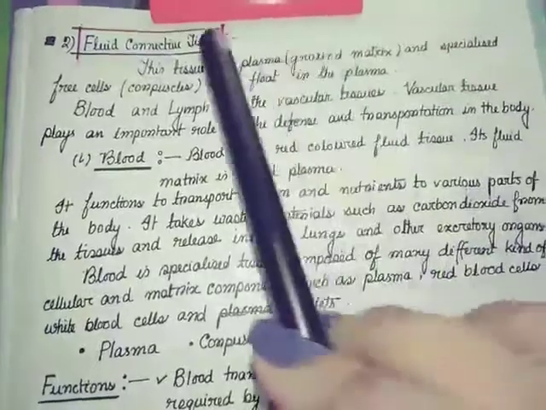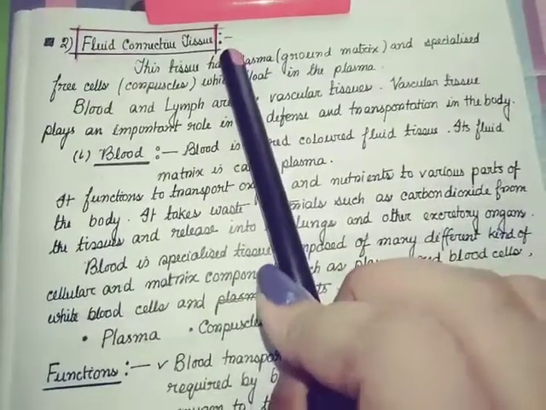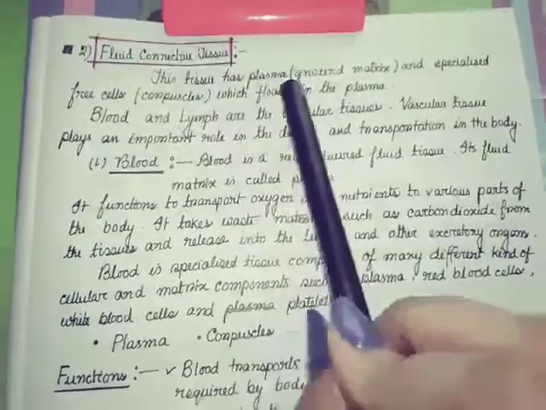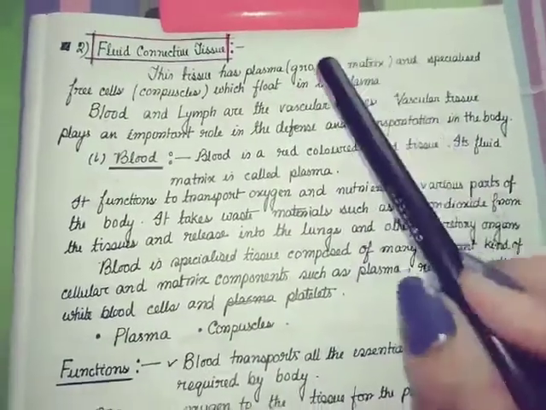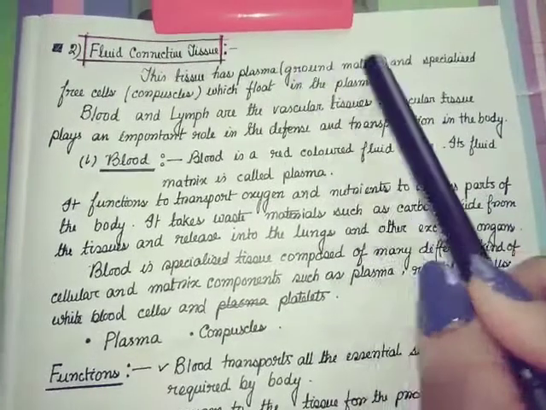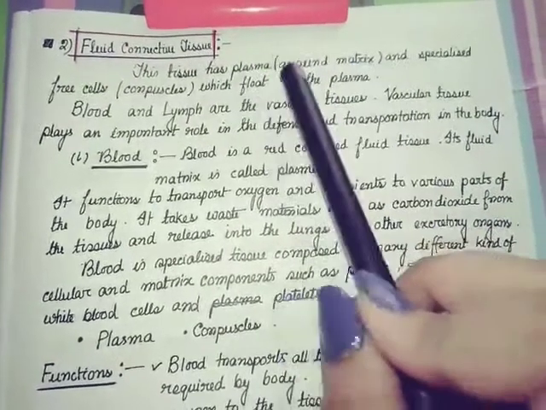Next one is fluid connective tissue or the vascular tissue. The tissue has plasma and specialized free cells which float in the plasma. Now see, in bracket I have written here ground matrix. Okay, what is the plasma here?